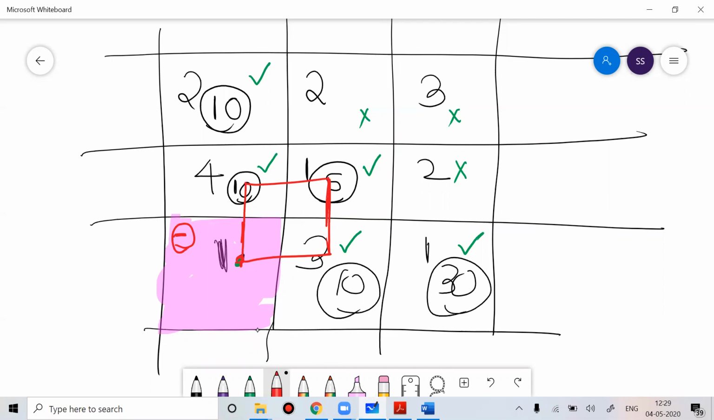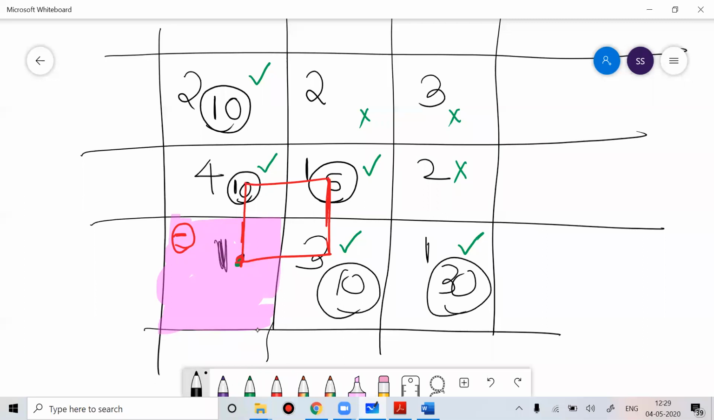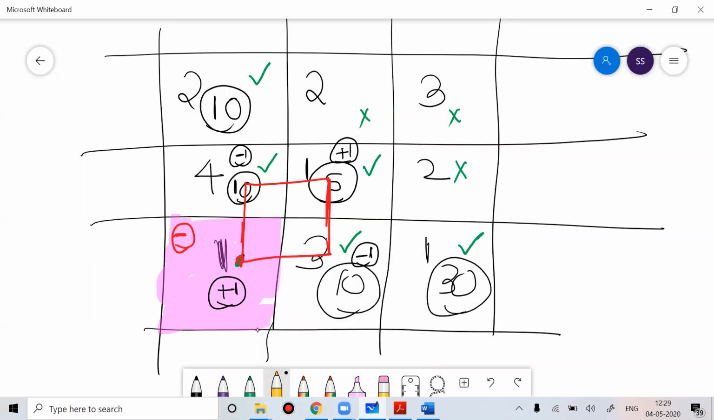Now what you'll do? You give signs. This is a plus sign, this is a minus sign, this is a plus sign, this is a minus sign. Assign signs to them.